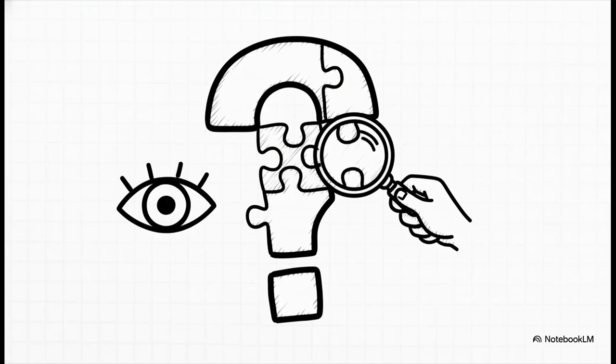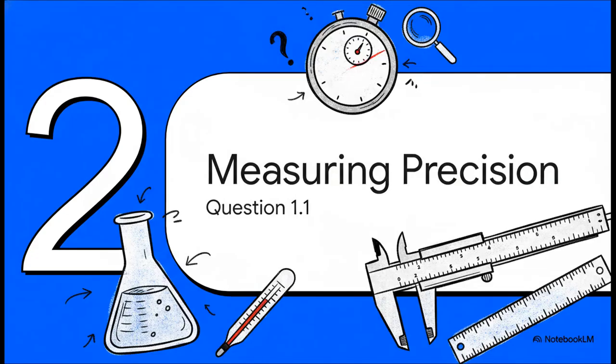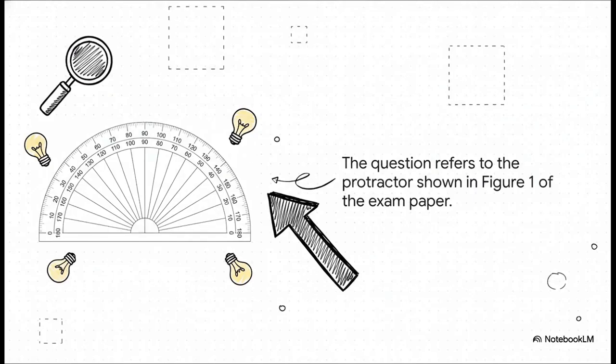Right then, time to put on our examiner's hat and get into the nitty-gritty. First up, question 1.1. And we're starting with a really fundamental skill for any scientist, being able to read your equipment properly. It sounds simple, but you'd be surprised. The exam paper kicks things off with this picture of the protractor that the student used in the experiment, and the very first question is just a simple observation about this piece of gear.